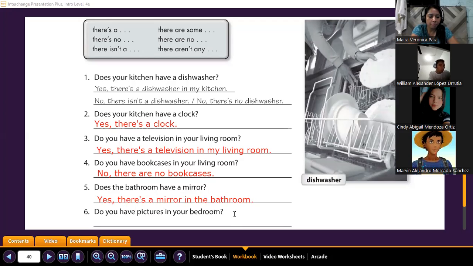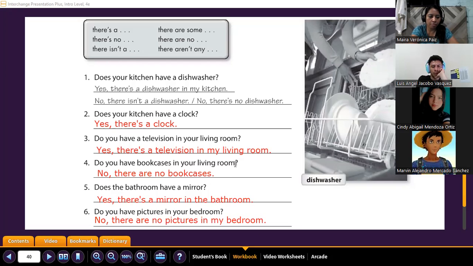Nice. And the last one, do you have pictures in your bedroom? This is for William. William, do you have pictures in your bedroom? No, there are not. There are no pictures in my bedroom. Okay, this is the use of there is, there are, there isn't, there aren't, and the special forms, there are no, there is no, right? So we finished the review of there is, there are.